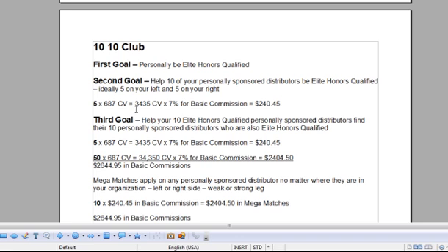So again, if I've got 5 people on my left and I've got 5 people on my right that I personally sponsored, and every month they're Elite Honors Qualified, and they're now looking to build their Synergy business by finding their 5 and 5, 5 on their left and 5 on their right, those 10 people are all underneath them. Which means that if that person's on my left side and they've added 10 personally sponsored distributors to their organization, all 10 of those people are also on my left-hand side. Same thing on my right-hand side.